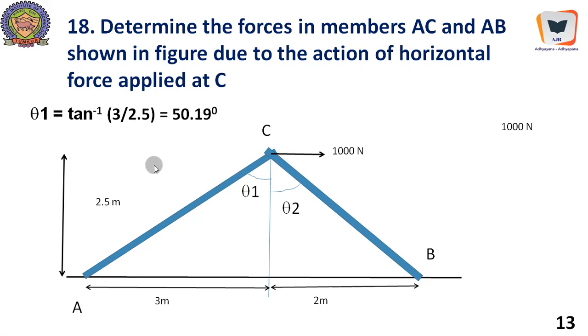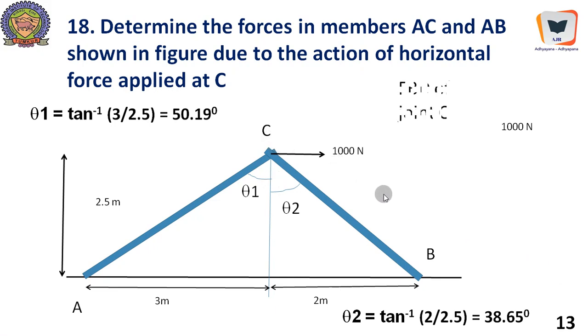Opposite is 3, adjacent is 2.5. Therefore, this angle happens to be 50.19. On the other hand, theta 2 becomes tan inverse of opposite by adjacent, that is 3 by 2.5. It becomes 38.65. Therefore, we will take out this particular joint and analyze it for its equilibrium.